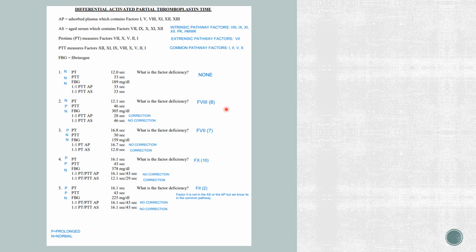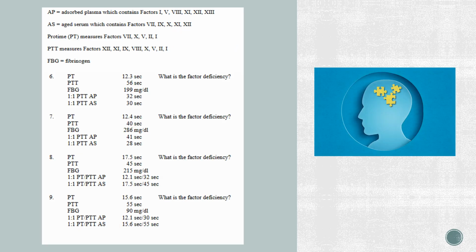Okay, go ahead and try to work your way through these. I have posted the answers, but just go through them exactly the same way I just showed you. Number 5 is a bit tricky. Just use your common sense and see where you get. All right, here are a few more. Do your best. Same thing. And I've posted that little key about which factors are in each of the mixing study reagents or plasmas or serums or whatever you want to call them.